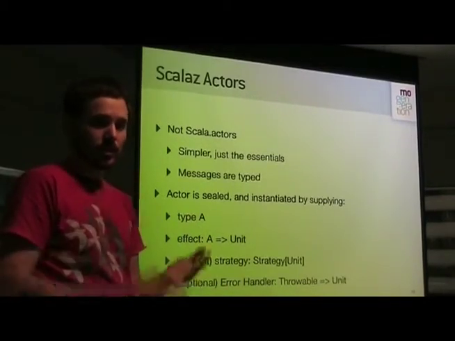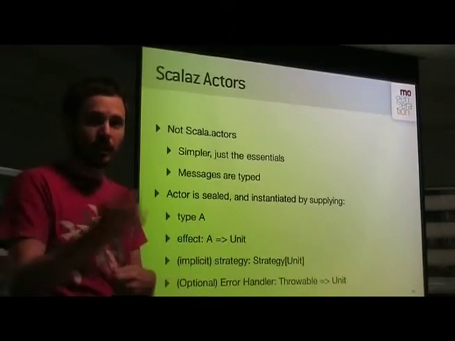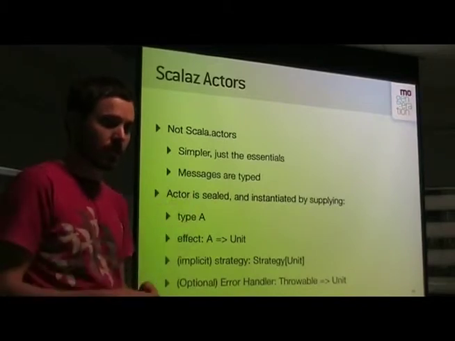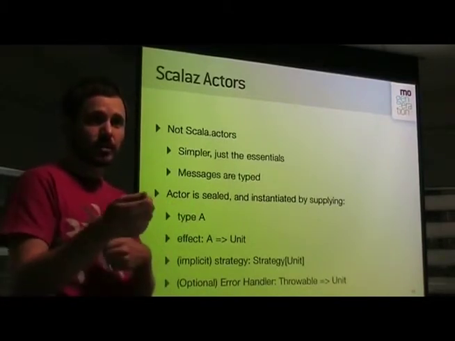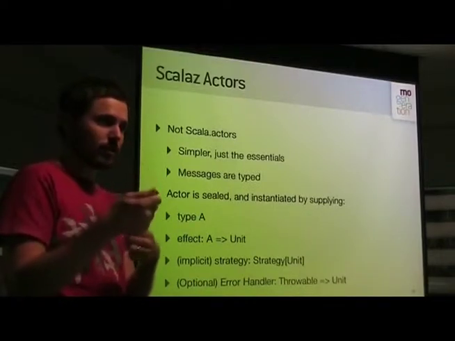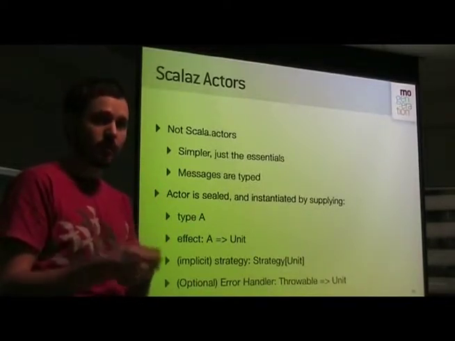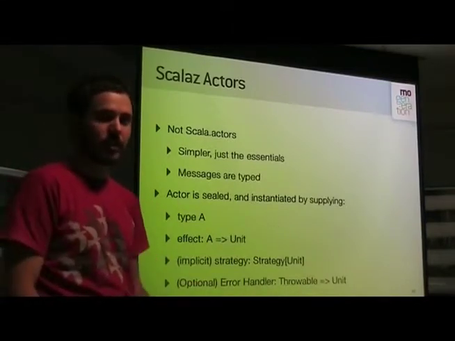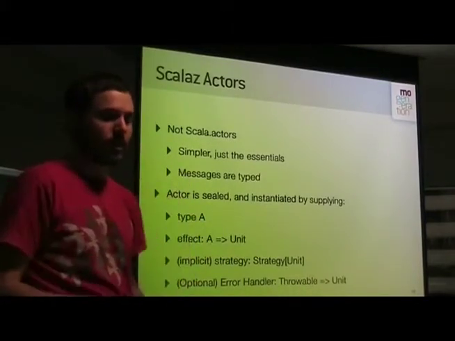So basically you instantiate an actor by supplying the type that the actor works on. So there's one type, so this is A in this, and you'll see A throughout these slides. You give it an effect, so it's a side effecting function that returns unit, so unit is void in JavaScript, or basically it returns nothing. So you give it something to work on, and then it returns you nothing, so it does all its work, so that's all it can do.